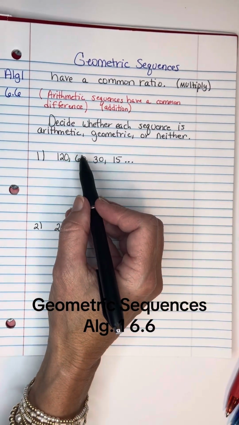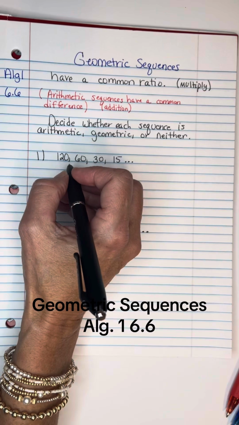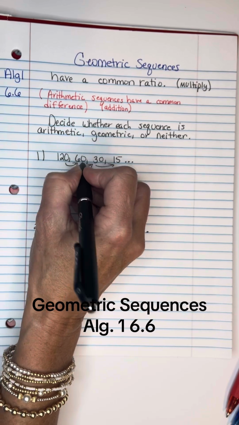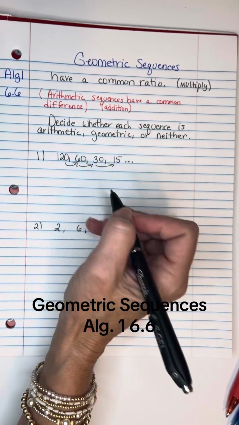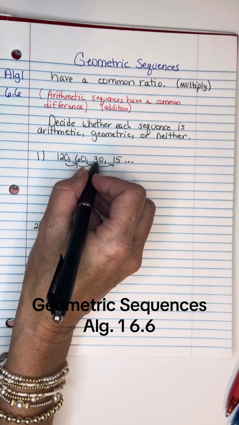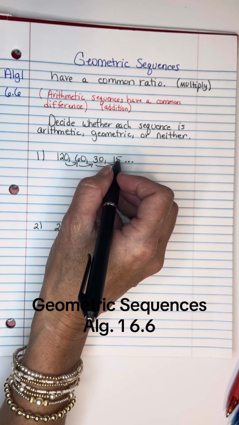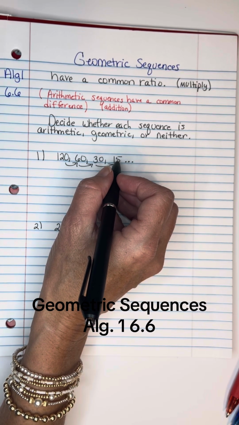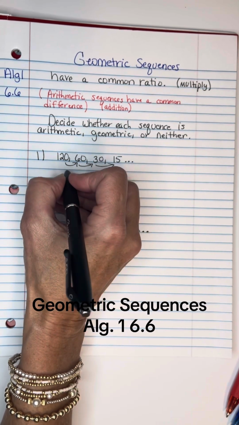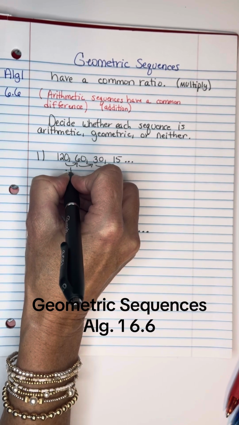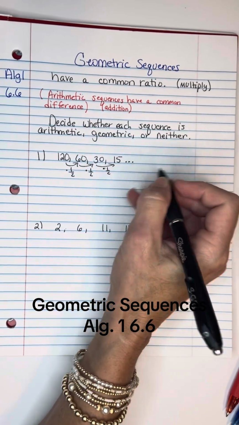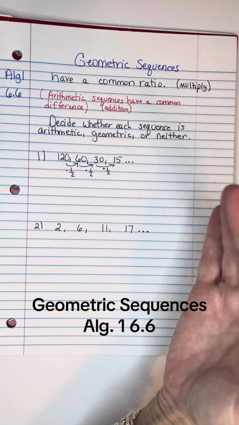So let's look at 120, 60, 30, and 15 and decide how we get from one to the next. How do we get from 120 to 60 and from 60 to 30 and from 30 to 15? Well, think about it. If I divide by 2, I get 60. If I divide by 2, I get 30. And if I divide by 2, I get 15. But they really don't want us to say divided by 2. They want to say multiply by something. Well, dividing by 2 is the same thing as multiplying by 1/2. So this is like times 1/2, times 1/2, times 1/2, and then I would keep on going times 1/2. Same thing as thinking about dividing by 2.